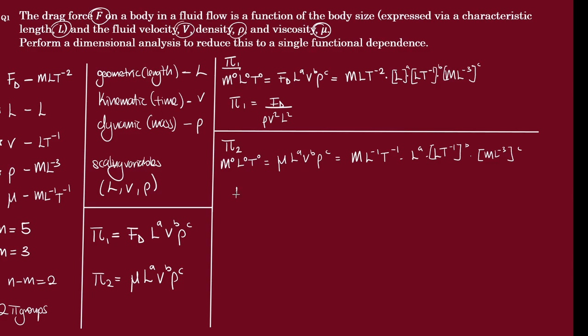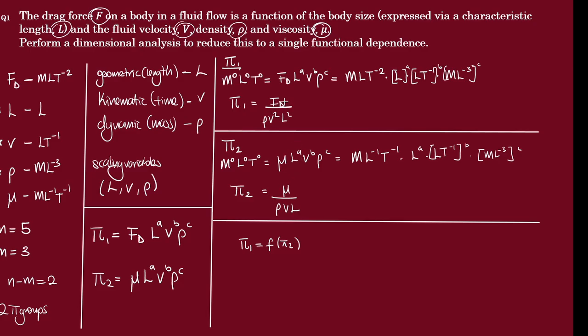Okay, so remember we said pi 2 is mu divided by rho V L. So we've done the complex calculations. All that's left is now to simplify the problem. So how this works is that the pi term that includes the dependent variable, which is F of D, is going to be on one side of the equals. So what does this mean? Pi 1 is a function of pi 2.